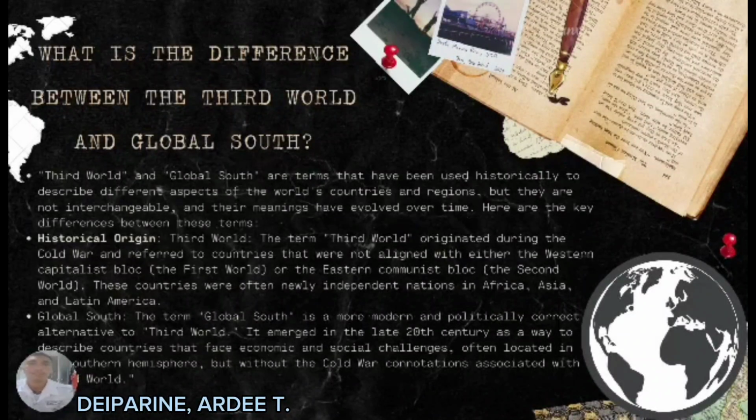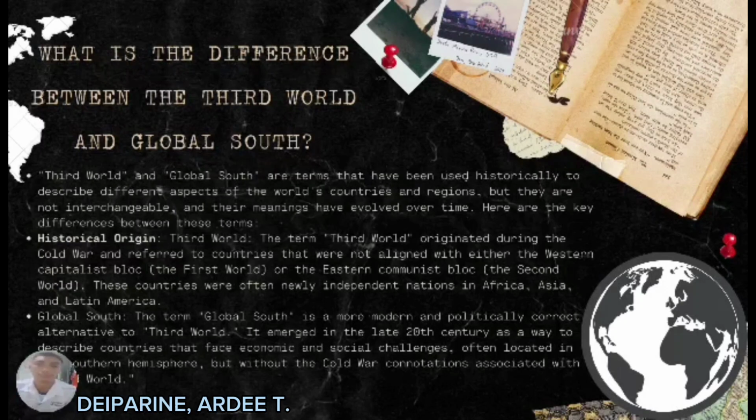So, this is my topic. What is the difference between the third world and global south? Third world and global south are terms that have been used historically to describe different aspects of the world's countries and regions, but they are not interchangeable and their meanings have evolved over time. Here are the key differences between these terms.